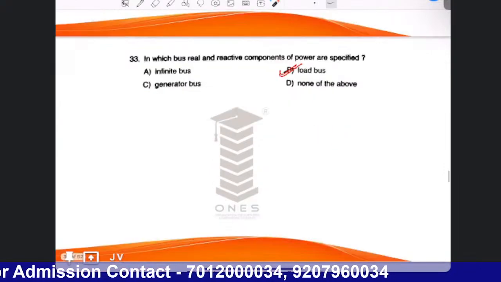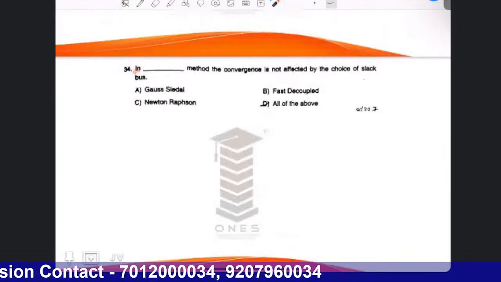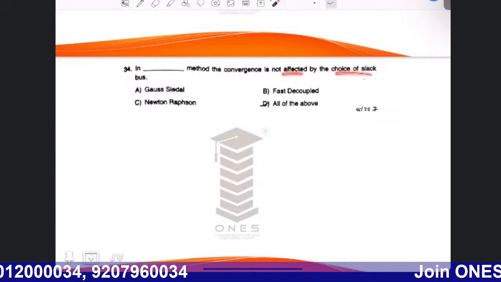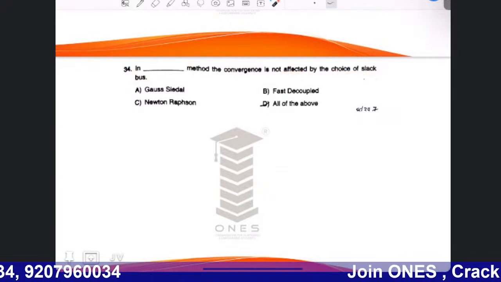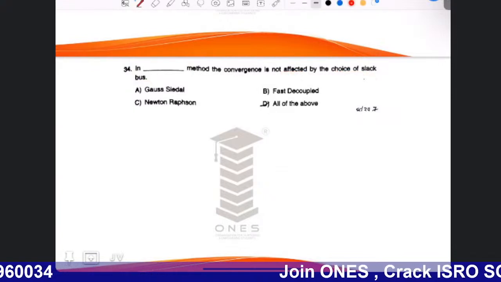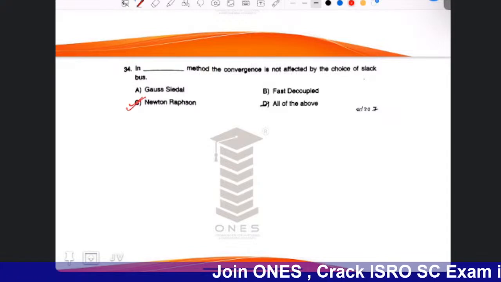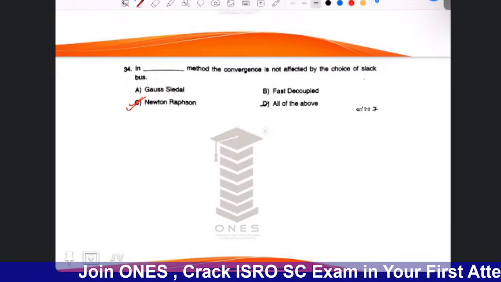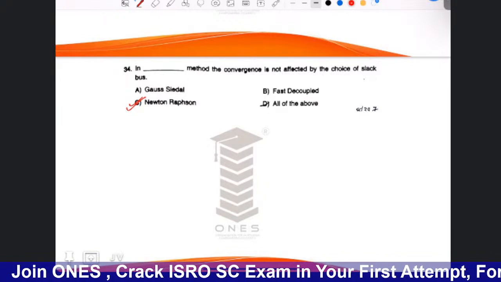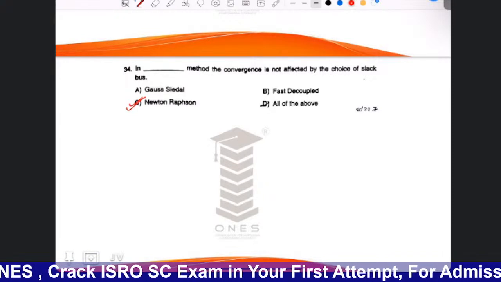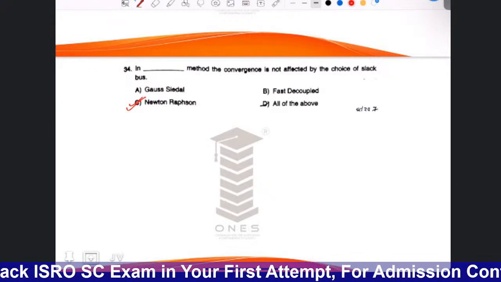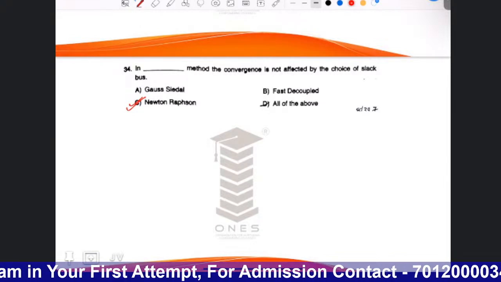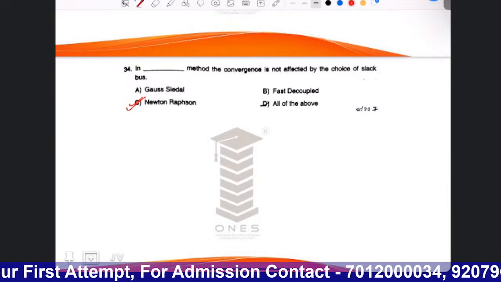Okay. Question number 34. In dash method, the convergence is not affected by the choice of slack bus. ഏത് മെത്തേഡാണ്? ഇറ്റ് ഈസ് ഓപ്ഷൻ സി, ന്യൂട്ടൺ റാഫ്സൺ. ഓക്കെ, ന്യൂട്ടൺ റാഫ്സണിൽ the choice of slack bus നമ്മുടെ കൺവെർജൻസിനെ എഫക്ട് ചെയ്യുന്നില്ല. ഗോസ് സൈഡിലെല്ലാം അത് എഫക്ട് ചെയ്യുന്നുണ്ട്. So here the correct option will be option C.